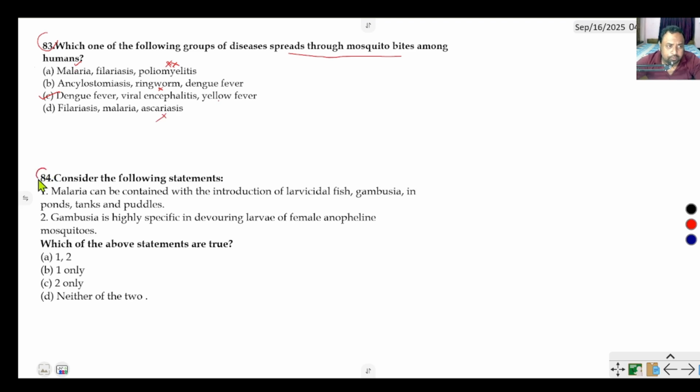Question number 84 says, consider the following statement. 1. Malaria can be contained with the introduction of larvicidal fish, Gambusia in ponds, tanks and puddles. 2. Gambusia is highly specific in devouring larvae and female Anopheles mosquito. Not highly specific, this is false. So 1 is correct and 2 is false. Only 1 is true.